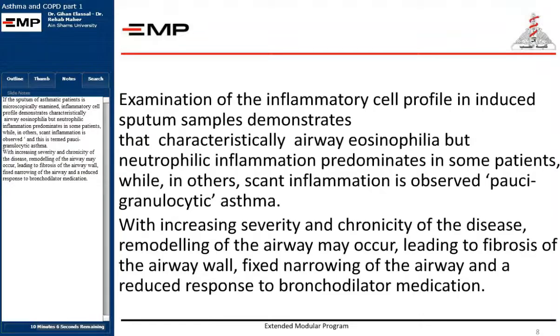If the sputum of asthmatic patients is microscopically examined, the inflammatory cell profile demonstrates characteristically airway eosinophilia, but neutrophilic inflammation predominates in some patients, while, in others, scant inflammation is observed, and this is termed paucigranulocytic asthma. With increasing severity and chronicity of the disease, remodeling of the airway may occur, leading to fibrosis of the airway wall, fixed narrowing of the airway and a reduced response to bronchodilator medication.